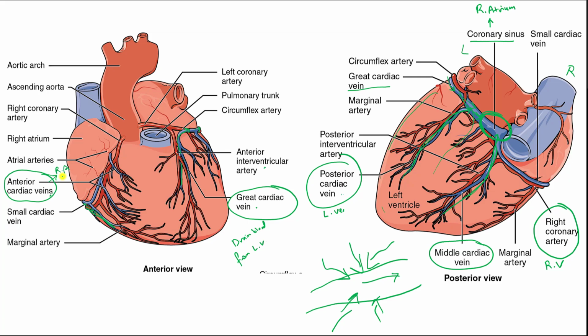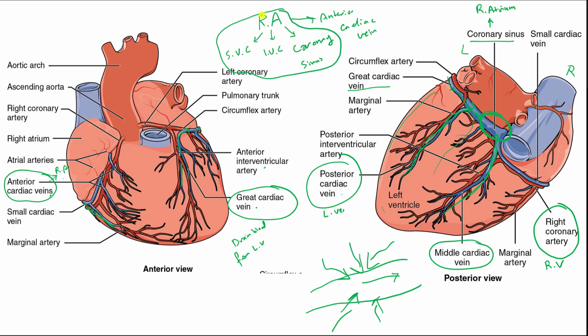Which means the right atrium receives blood from 4 blood vessels: the superior vena cava, inferior vena cava, coronary sinus, and the anterior cardiac vein. The most important ones are those. Definitely you need to mention the coronary sinus if you are asked what blood vessels put blood into the right atrium. Remember there are 3: superior and inferior vena cava, and the coronary sinus.